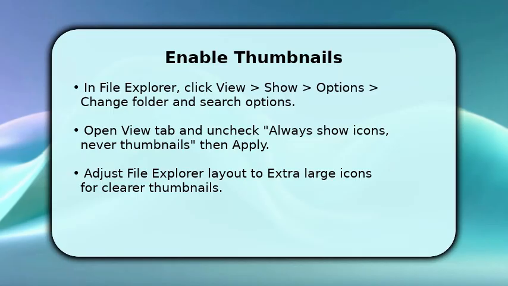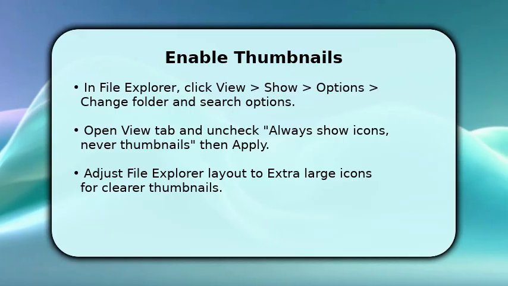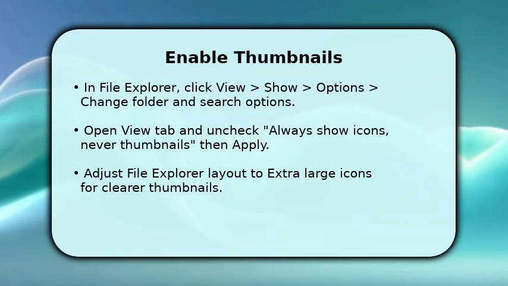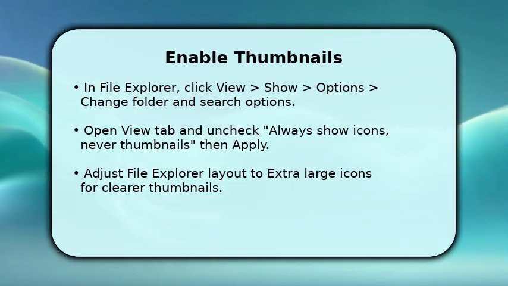Next, make sure File Explorer shows thumbnails so you can preview many images at once. Go to View, then Show, and open options to change folder and search settings. In the View tab, uncheck Always Show Icons, Never Thumbnails, and click Apply. This re-enables image previews for supported formats.